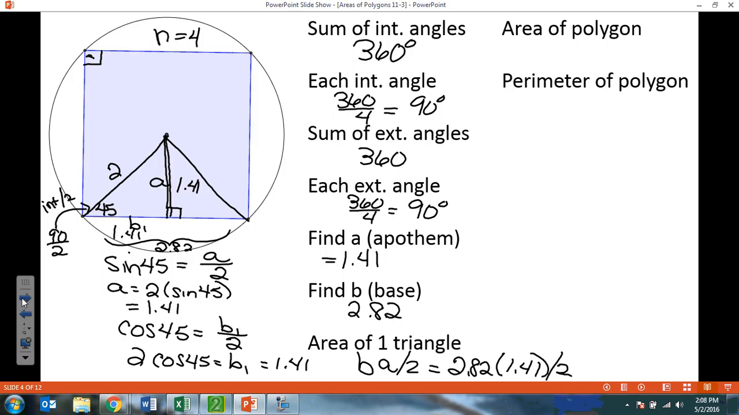One more time. 1.988. So 1.99 for rounding to the hundredths place again. So if 1.99 is the area of one triangle, how many triangles do we have altogether? 4. So we'll take 1.99 times 4, and we get 7.96.